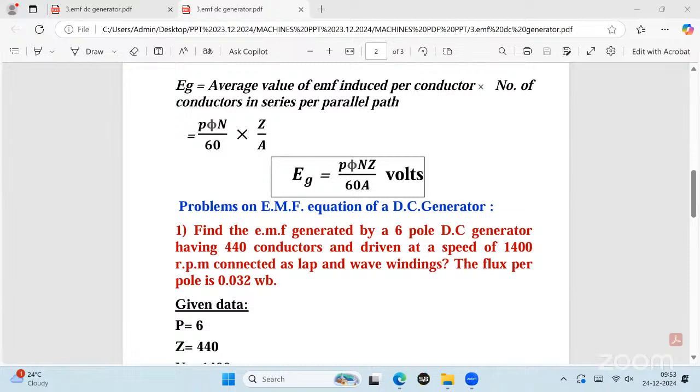What is A? Make a heading, A for lap winding. First one is lap winding. What is A? 6. Apply the formula, get EG. Lap connected, A is equal to 6.